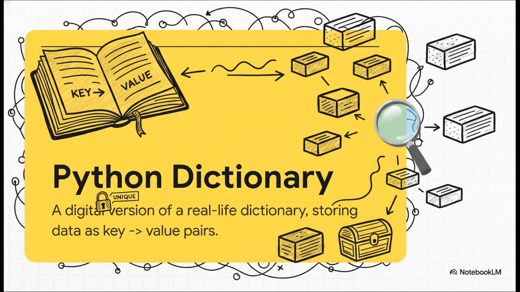The best way to wrap your head around a Python dictionary is to just think of a real one, the paper kind. You look up a word, that's your key, and it points you to a definition, that's your value. Well, Python dictionaries do the exact same thing. You give it a unique key, and it instantly gives you back the value that goes with it. It's a really simple idea, but oh man, is it powerful.